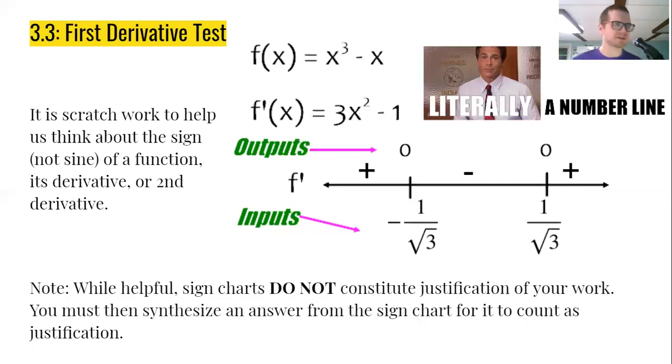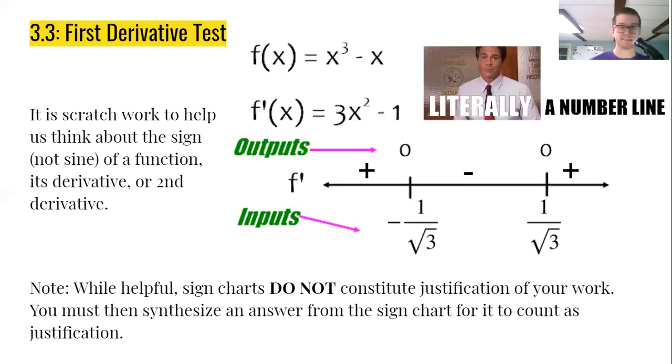So this is something to note. The sign charts we're making, there's more than one way to make a sign chart. And because there's so many different ways to make a sign chart, College Board does not count it as justification work in and of itself. It's scratch work, which means they don't grade it. So you can do it all over the page, whatever. The important part about this is you interpret the results.